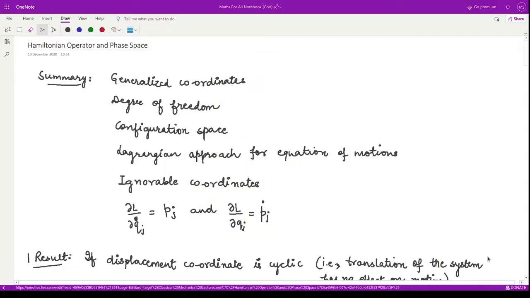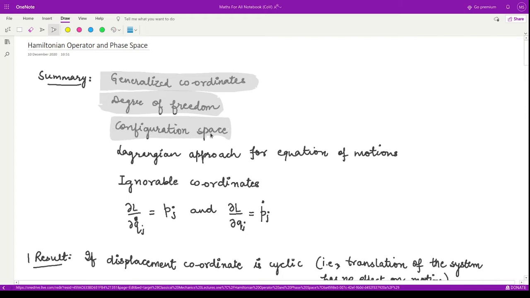Hello everyone, welcome to this video on classical mechanics. In the previous videos, we have seen what generalized coordinates are. These are the coordinates which specify the given configuration of the system and are independent of each other. Then we defined the degree of freedom for a system of n particles, and then we talked about the configuration space.